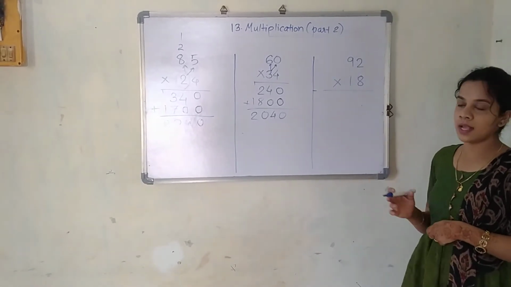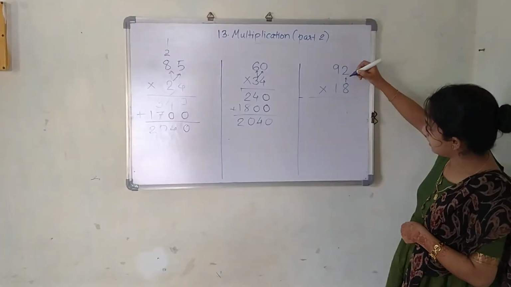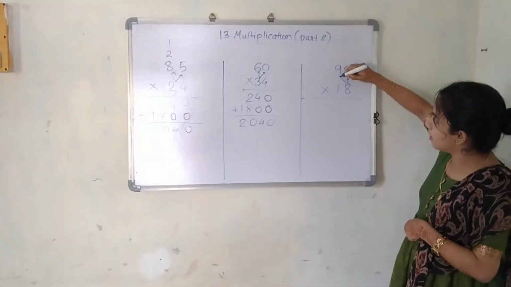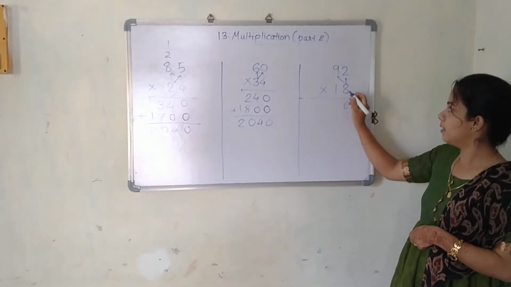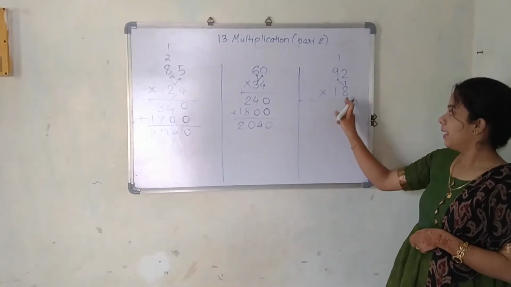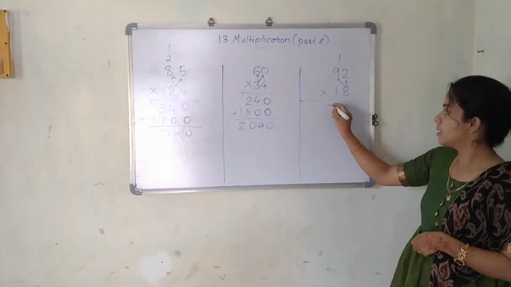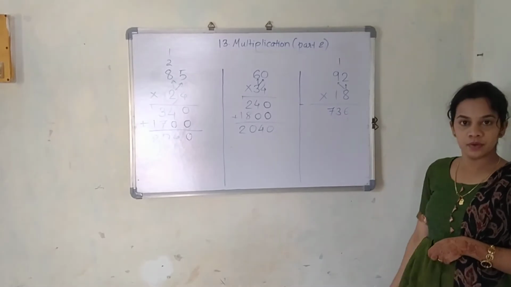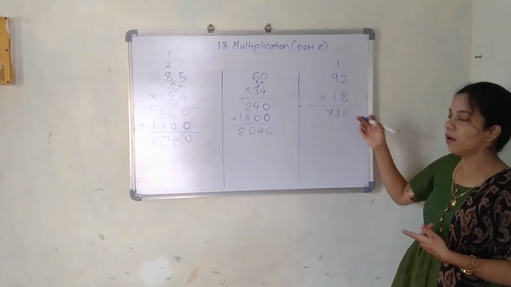So what actually the answer is? We are going to see over here. Now what I will do? I will multiply this 8 with 2 and I will multiply this 8 with 9. Okay. 8 2s are 16. 1 over here. 8 9s are 72. 72 plus 1 is 73. Fine. Now I will remove these arrows because my 8 work is already done.